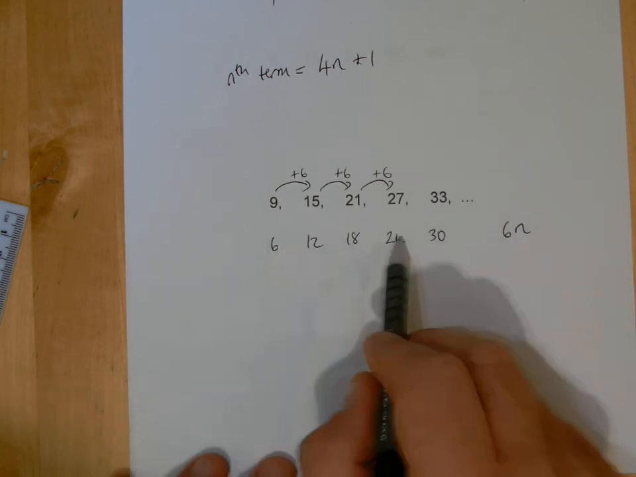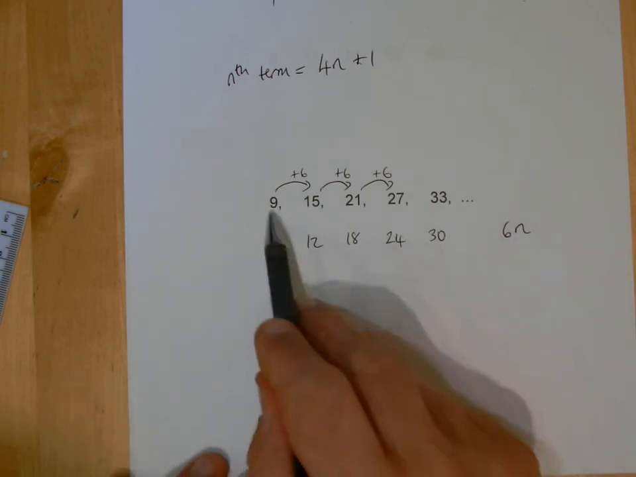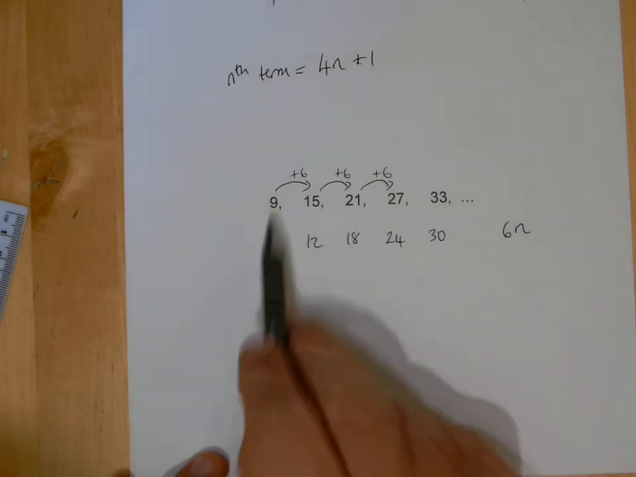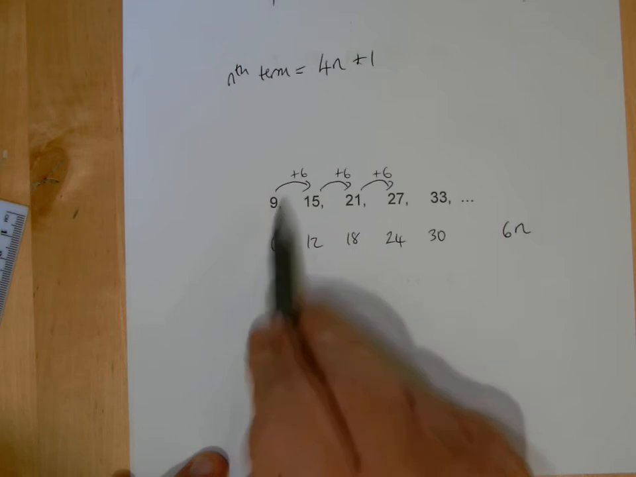Now look at this and ask yourself, what could I do to this to get to my sequence? If you look at 6, for instance, to get to 9, think about what I need to add on in this case.